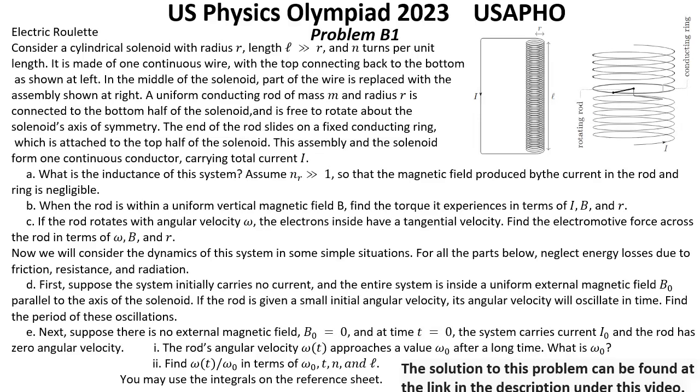Part E. Next, suppose there is no external magnetic field, B0 equals 0, and at time t equals 0, the system carries current I0 and the rod has zero angular velocity. First question. The rod's angular velocity omega as a function of time approaches a value omega_0 after a long time. What is omega_0? Second question. Find omega(t) over omega_0 in terms of omega_0, t, n and l. You may use the integrals on the reference sheet.